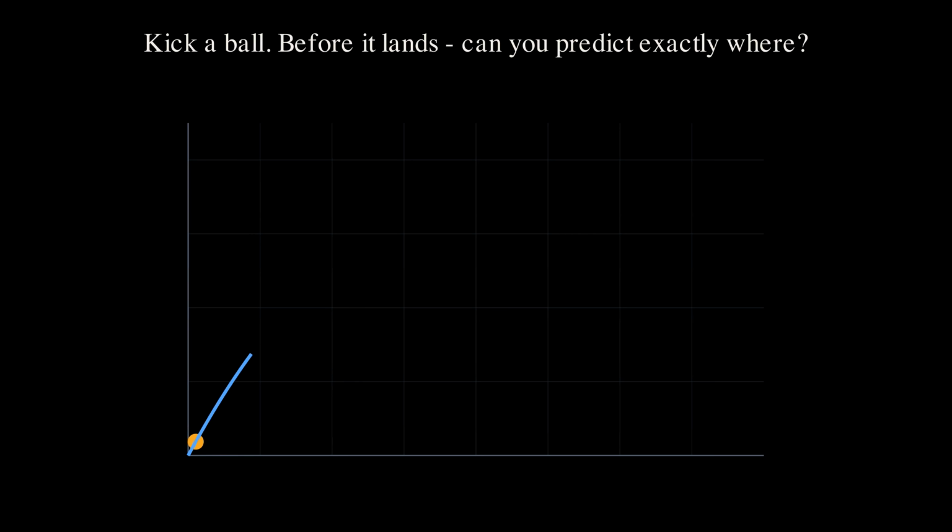You kick a ball into the air. It rises, it curves over, it comes back down. Here's the question that opens all of mechanics. Before it even lands, could you predict exactly where it hits the ground? And how fast? And when?